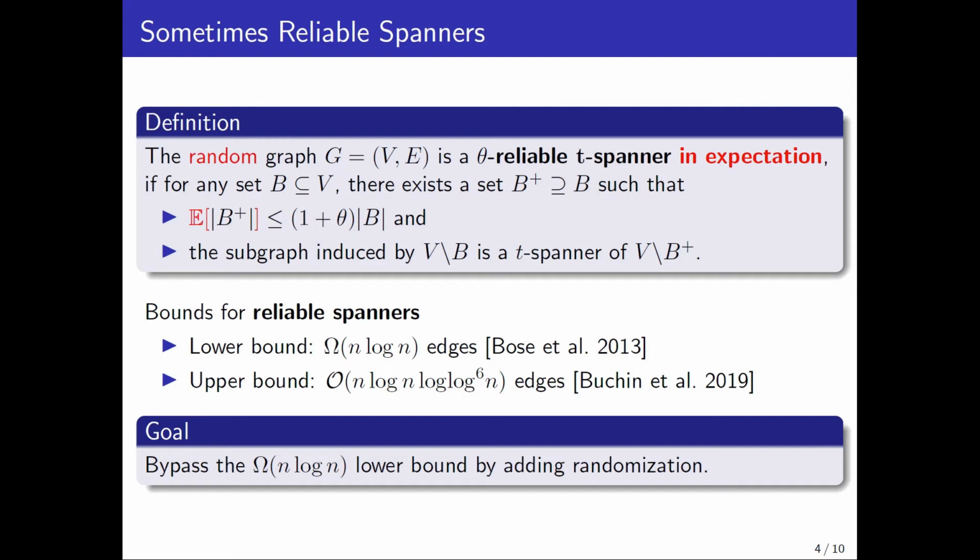So here we will consider random graphs, and we say that a random graph G is a theta reliable t-spanner in expectation if for any failure set there exists a damage set such that the size of the damage set is small in expectation. So we relax the deterministic bound on the size of the damage set, it only has to hold in expectation. This can be thought of as having a deterministic graph and random failure, so that would be a very similar setting. But here we have the randomness in the graph construction, and that's how we incorporate randomness.